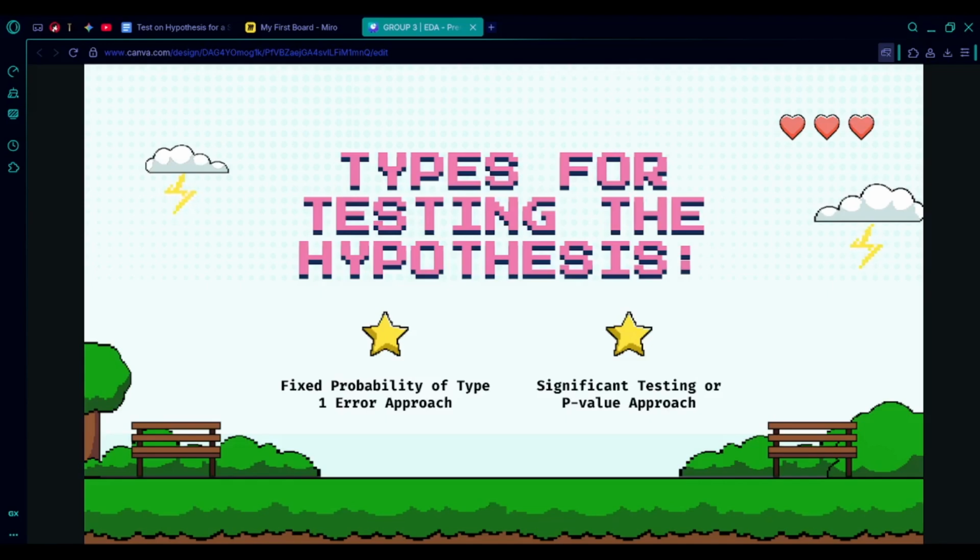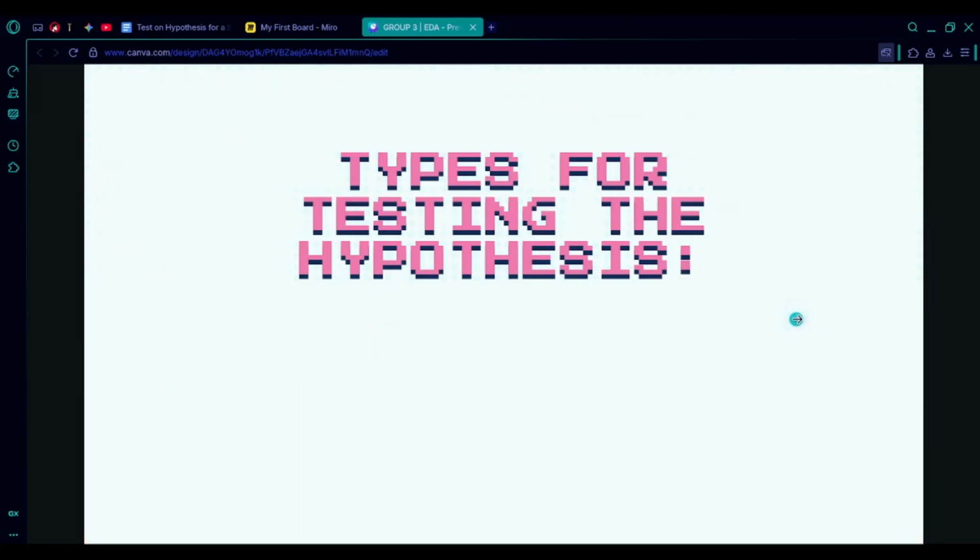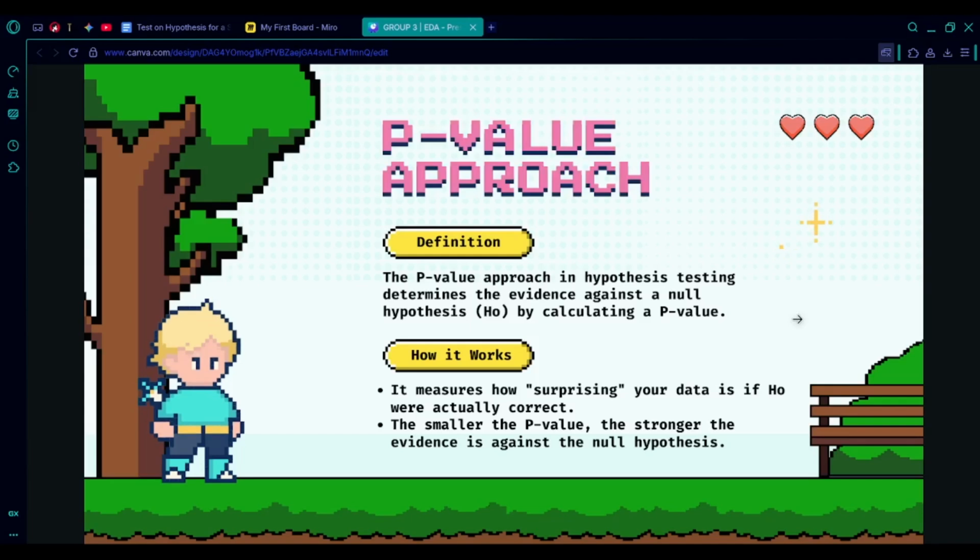I will now be discussing the second type for testing the hypothesis. The second type is the significant testing or the p-value approach. Before we proceed to the actual steps, we must understand what is the p-value approach. By definition, the p-value approach in hypothesis testing determines the evidence against the null hypothesis by calculating a p-value.